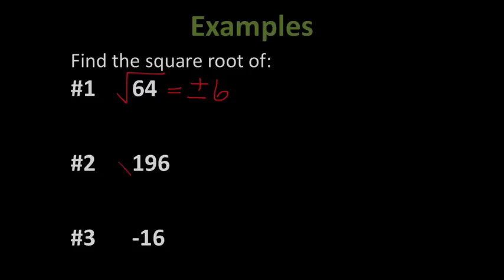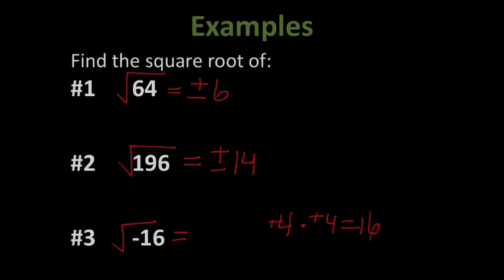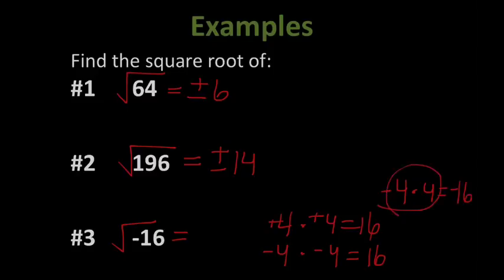Number 2. The square root of 196 is positive and negative 14. Now for number 13, when we try to square root negative 16, if we try to think about this, positive 4 times positive 4 equals 16. Negative 4 times negative 4 equals positive 16. There's nothing that equals negative 16. The only way to make that happen is negative 4 times positive 4 equals negative 16, but the problem is negative 4 and positive 4 are not the same number. So the square root of negative 16 is not possible.